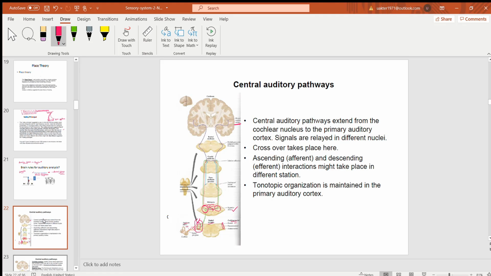So we can say that the signal from two ears are combined in a very early part of the auditory pathway. This is something different than the visual system. In the visual system, the signals are taken separately, and they start to join together in the upper part of the nervous system. However, in the auditory system, the right and left ear signals are combined at the very early stage of the pathway.